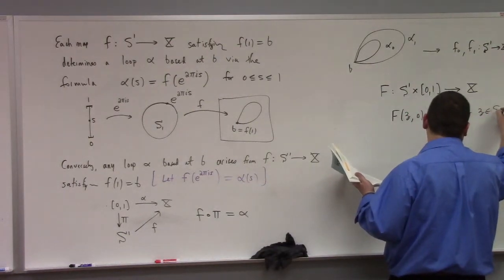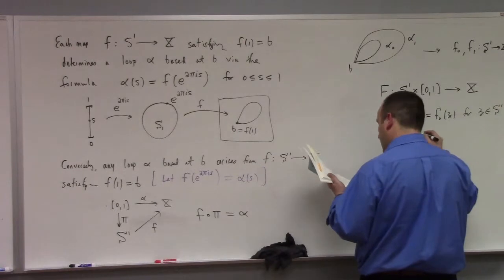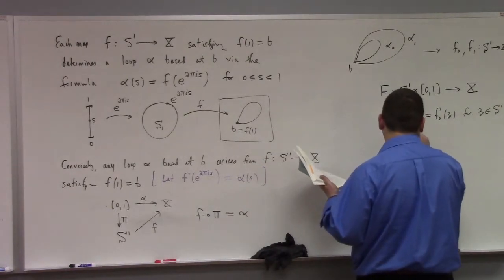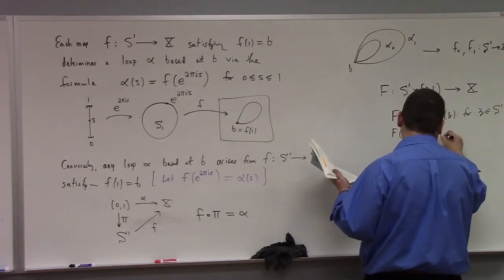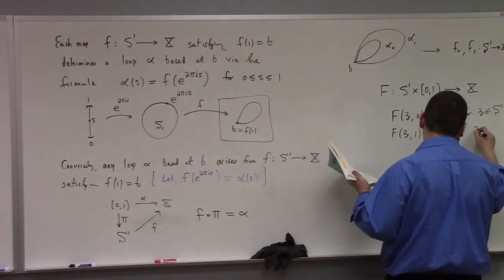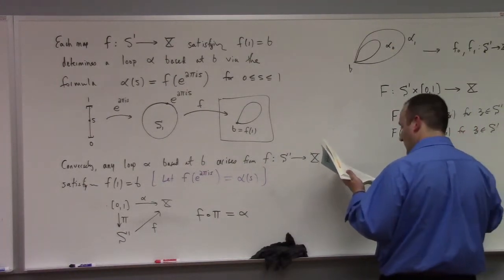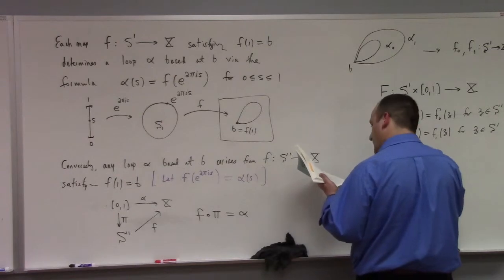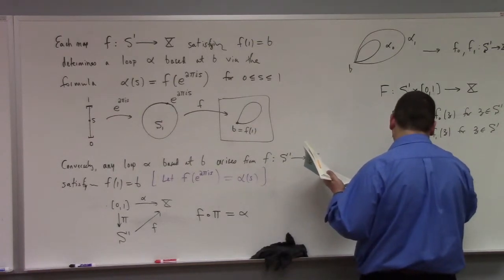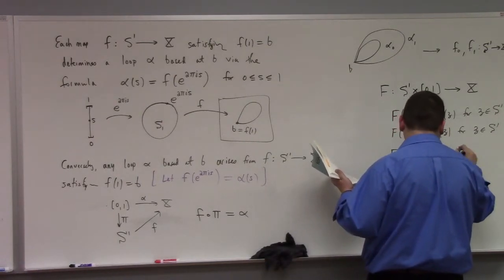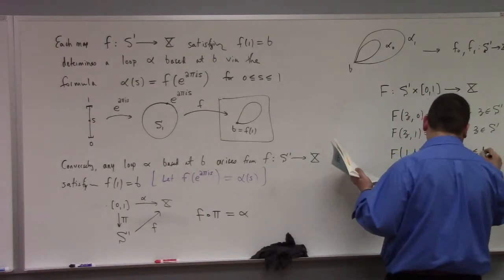For z in S1, and f of z is f1 of z for z in the unit circle. And finally, f of 1, t is equal to b for 0 less than or equal to t less than or equal to 1.